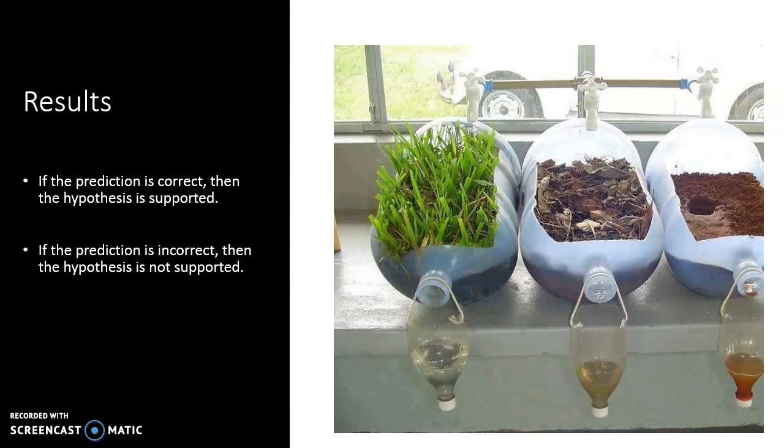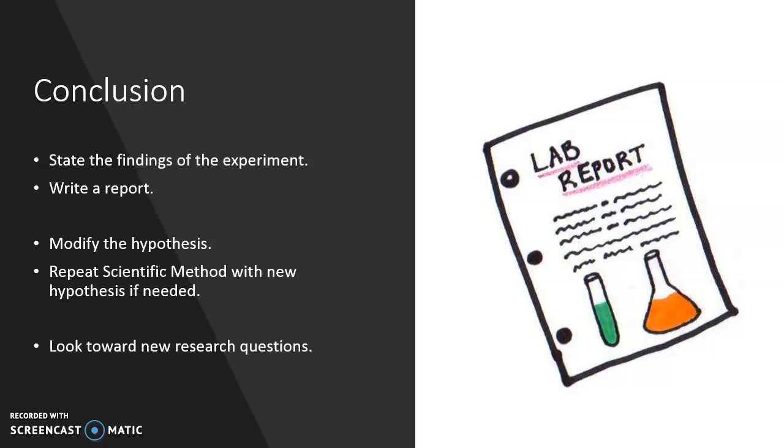And then results. If the prediction is correct, then the hypothesis is supported. If the prediction is incorrect, then the hypothesis is not supported. And we would take the results of this and publish them in our conclusion. So in our conclusion, we state the findings of the experiment, we write a report, we modify the hypothesis if necessary, and repeat the scientific method with the new hypothesis as needed. We look toward a new research question. Sometimes we may discover during the course of our research that we were asking the wrong question.